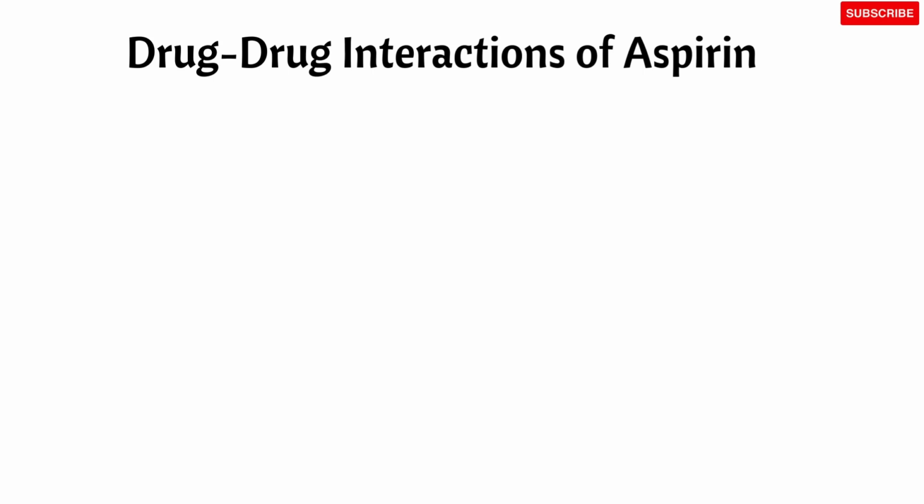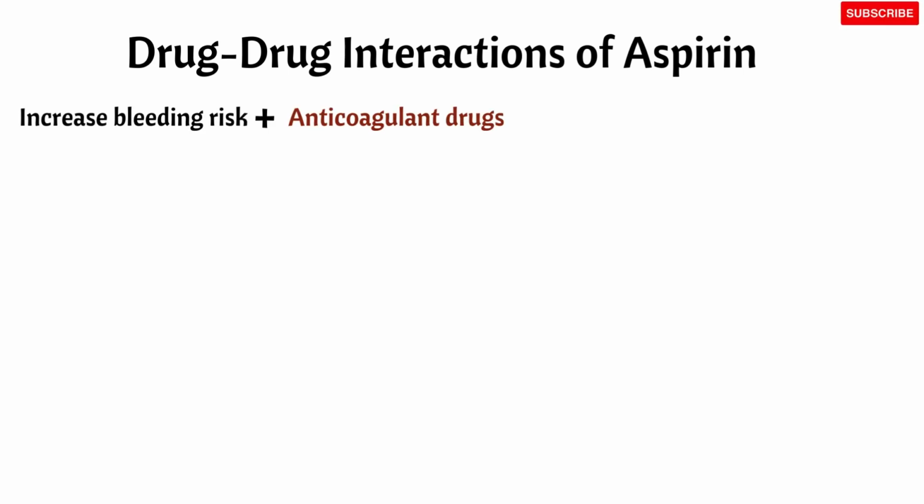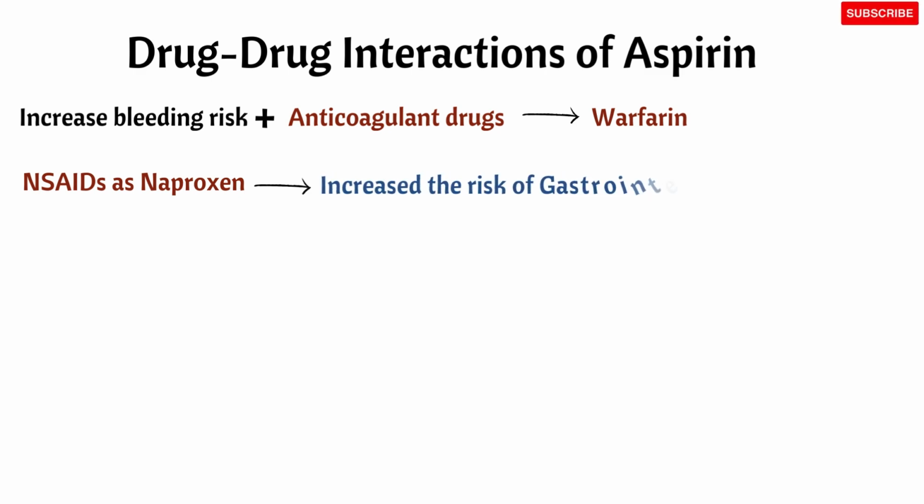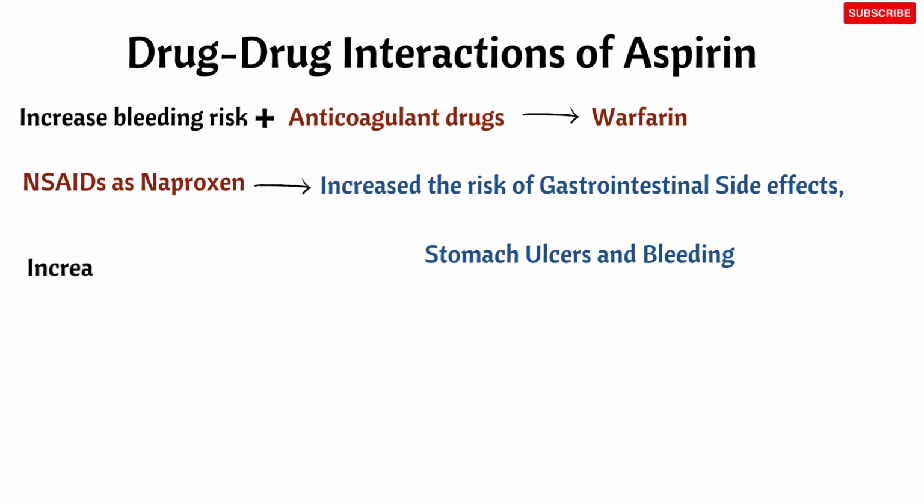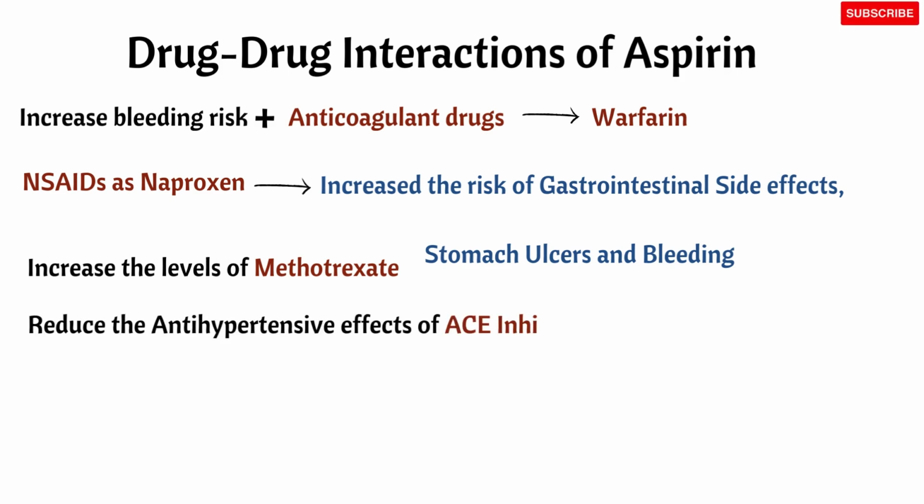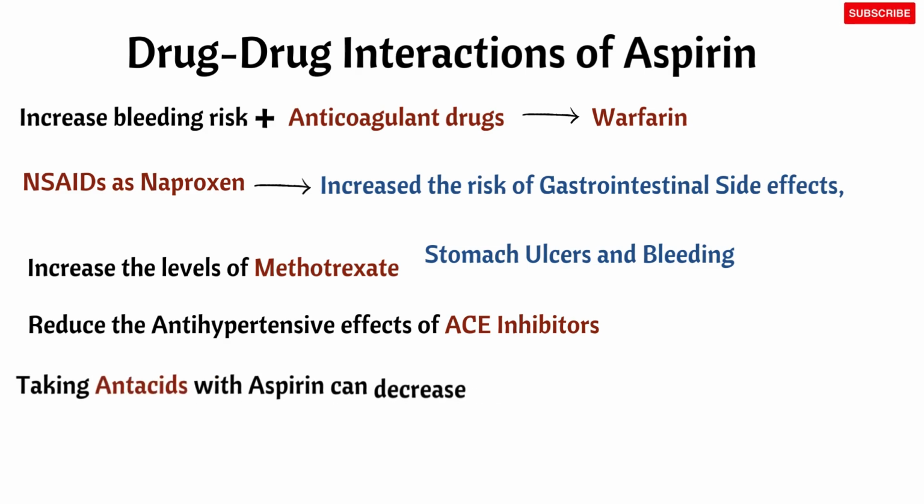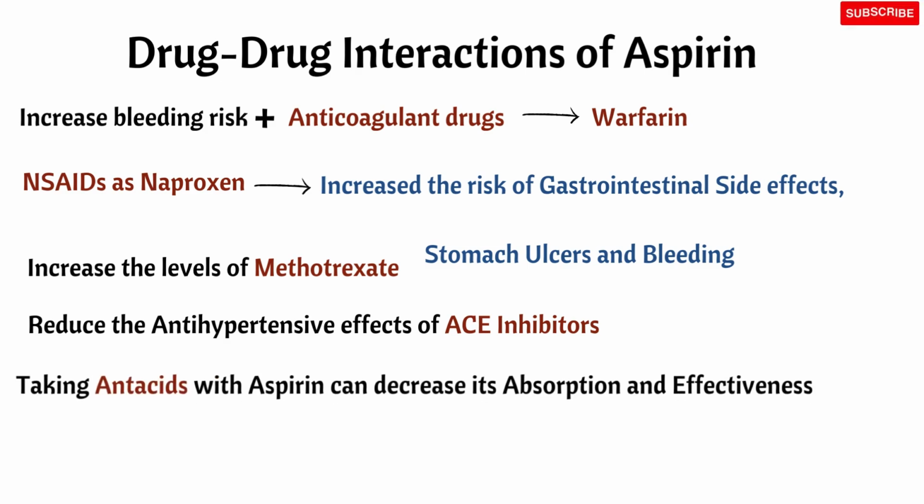Aspirin can interact with other drugs, which may increase or decrease its effectiveness or cause side effects. Aspirin can increase bleeding risk when combined with anticoagulant drugs such as warfarin. Taking other NSAIDs such as naproxen can potentially increase the risk of gastrointestinal side effects, stomach ulcers, and bleeding. Aspirin can also increase the levels of methotrexate and might reduce the antihypertensive effects of ACE inhibitors. Taking antacids with aspirin can decrease its absorption and effectiveness.